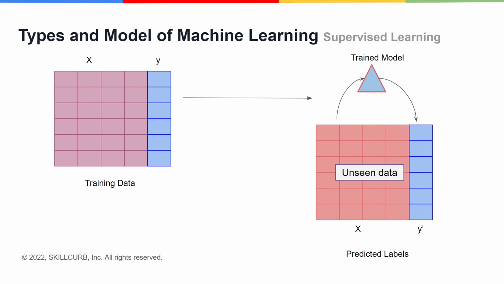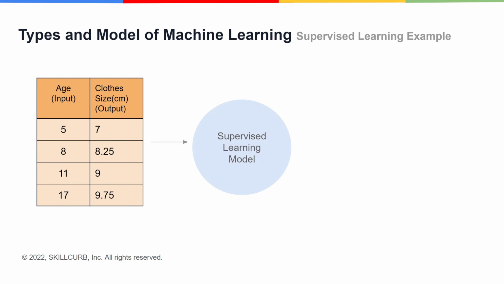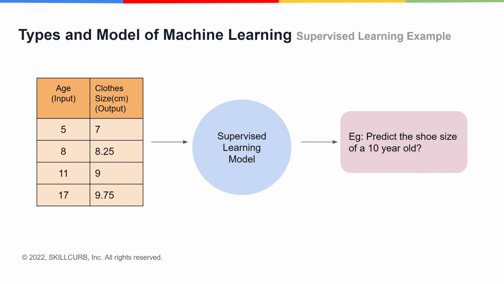In supervised learning, the model is supervised or assisted while learning. For example, we have a dataset of two variables, one being age, which is the input, and the other being shoe size as output. We could implement a supervised learning model to predict the shoe size of a person based on their age, like to predict the shoe size of a 10-year-old, referring back to the table.